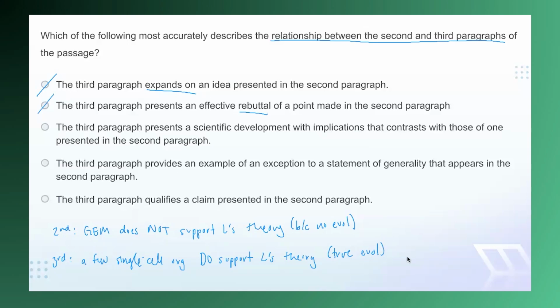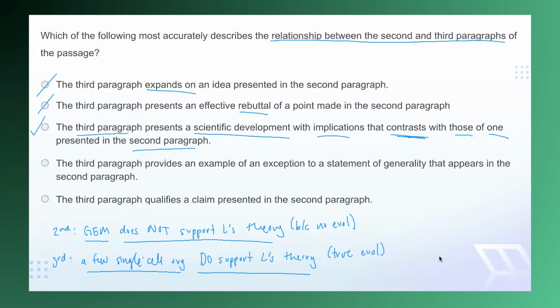It just presents a different case with a different interpretation. Eliminate. All right, C is pretty much a dead ringer for our summaries. We have a scientific development being presented in the third paragraph, so that's these few single-celled organisms. We've got another scientific development being presented in the second paragraph, that's gene expression modification, and they both have implications that contrast. So the implication in the third paragraph is that it does support Lamarck's theory. The implication in the second paragraph is that it does not support Lamarck's theory. So this is looking really solid. Let's go ahead and check out our other answer choices before we pick it, though.